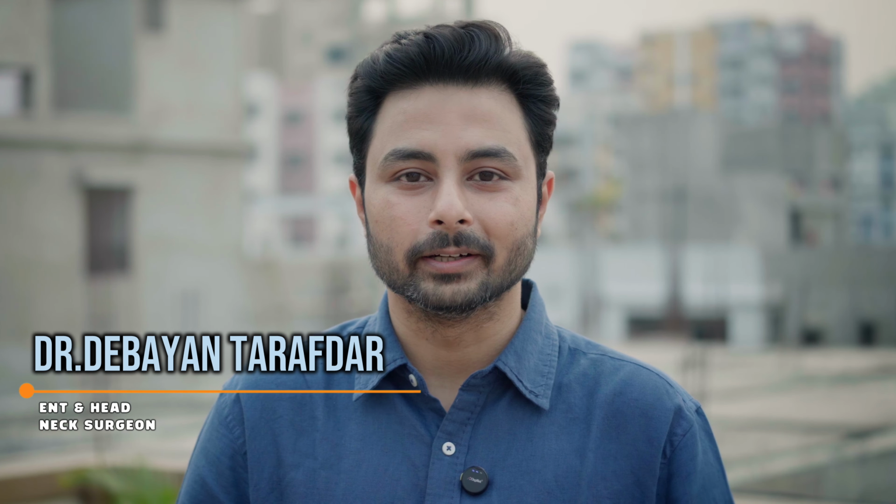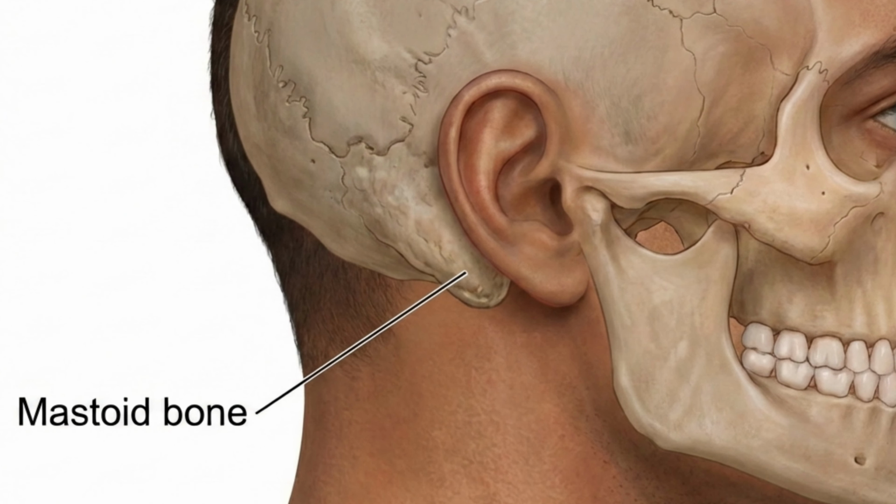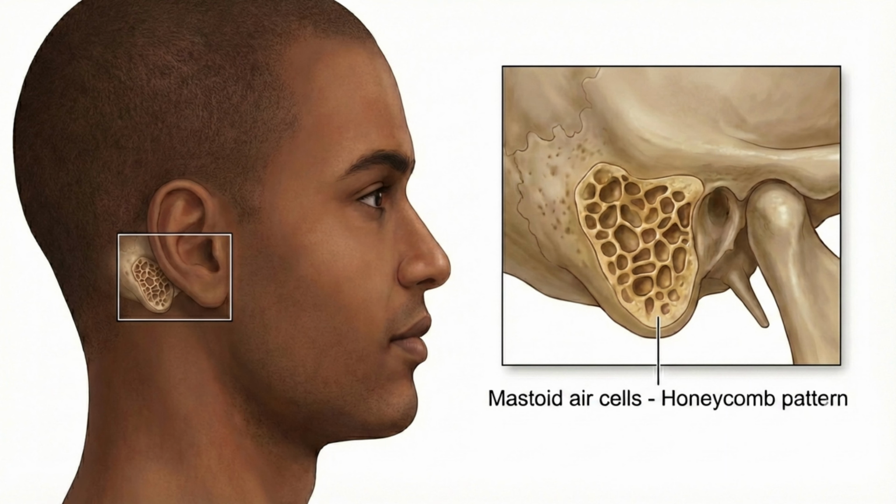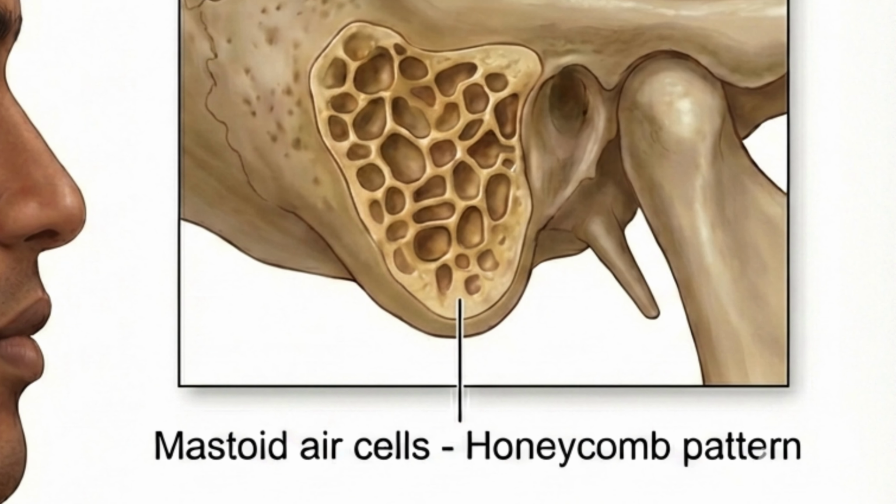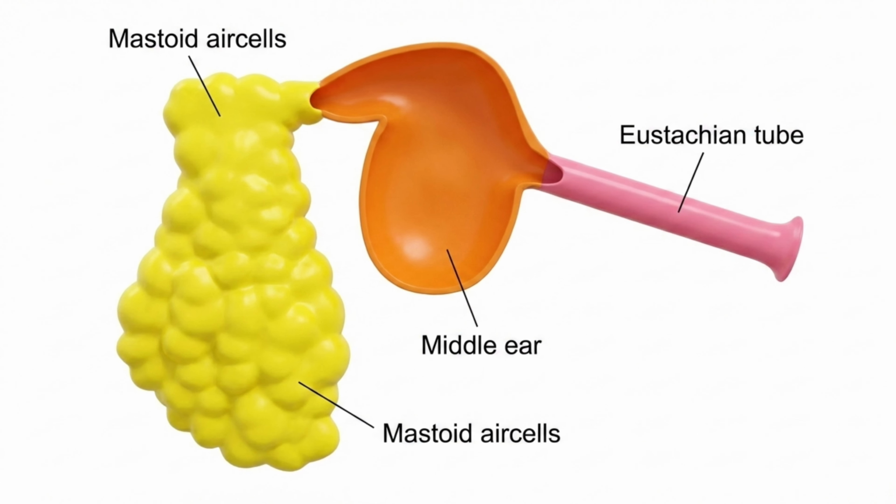Before jumping into the surgical process, let us understand the anatomy first. Touch the bulge of bone behind the ear. This is the mastoid bone. It might feel solid from outside, but it is actually like a honeycomb. It has air-filled pockets. This mastoid bone communicates with the middle ear.